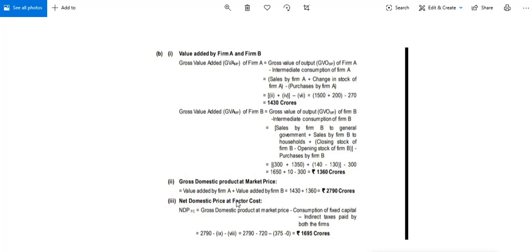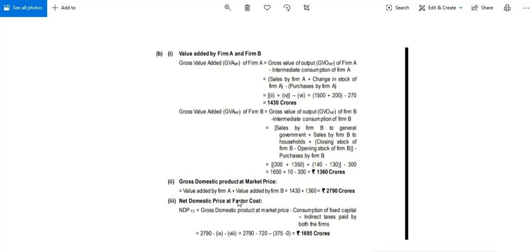And when you are asked to determine GDP on the basis of market price, GDP is nothing but value added of all the firms. So just add value added affected by firm A and firm B, which is 1430 and 1360. That results to 2790 crore rupees.